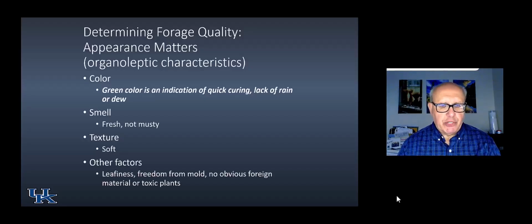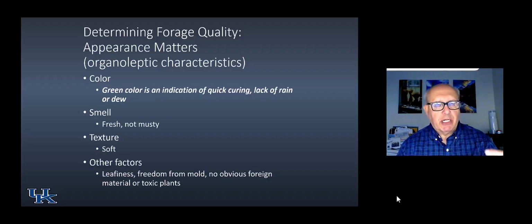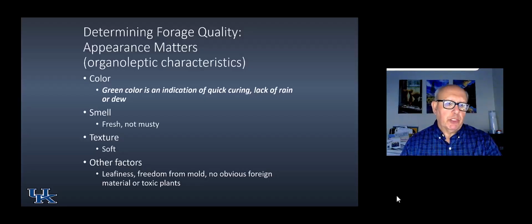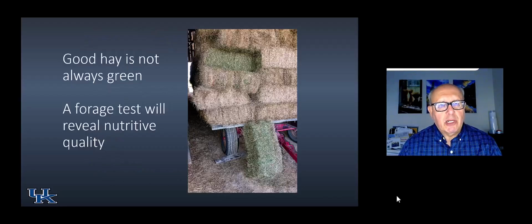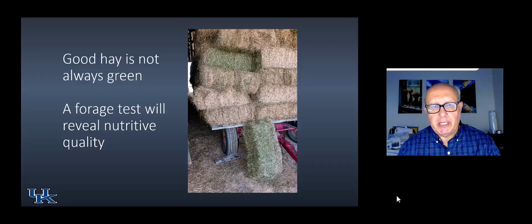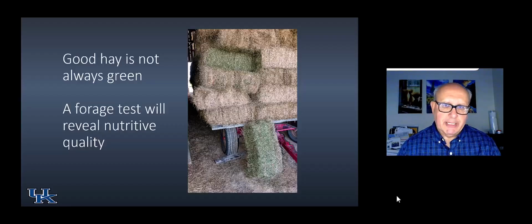There are other factors, and you could list several here, but I'm going to list leafiness, freedom from mold, which is also related to smell, and no obvious foreign material or toxic plants. It's important to know that good hay is not always green, like this alfalfa hay from Fleming County, where the bales had been sitting on a wagon in the edge of a barn, where the sun could bleach the ends of the bales. And you can see that on the inside, the bales are quite green, but on the outside look, at least based on color, not very appealing.